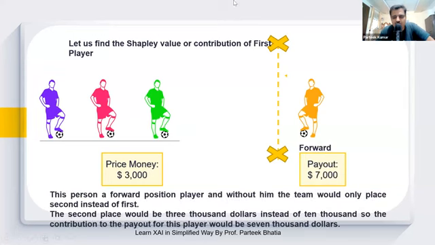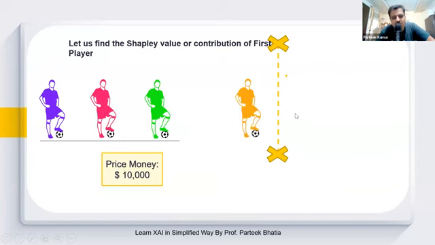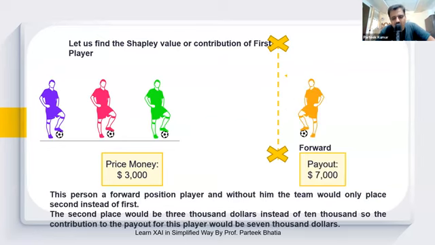Let's suppose if we play without this person, the team just scores second position, and for the second position the prize money is 3,000. So with him the team wins 10,000, without him the team wins 3,000. That way we came to know that the payout for this person will be 7,000. So this is the very basic intuitive idea to check the contribution of each person.